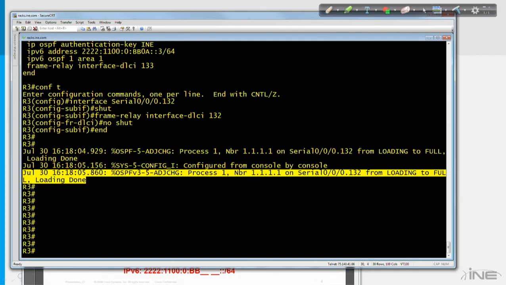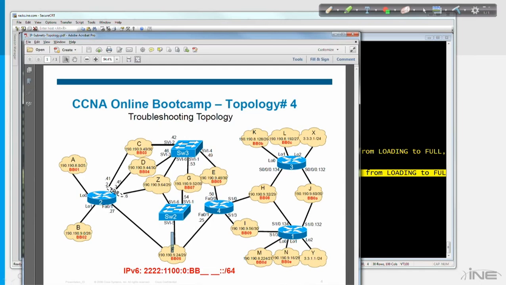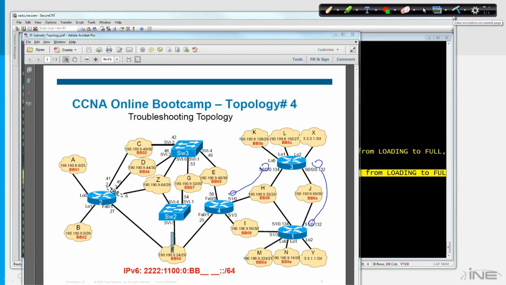Now we're supposed to adhere to the original design of the lab. So right now, what have we verified? What have we fixed? We have confirmed that there is now an OSPF relationship between router 3 and router 4 across the frame relay. We've confirmed there's an OSPF relationship between router 3 and router 1 across the frame relay. That's good so far. What else do we need to confirm?